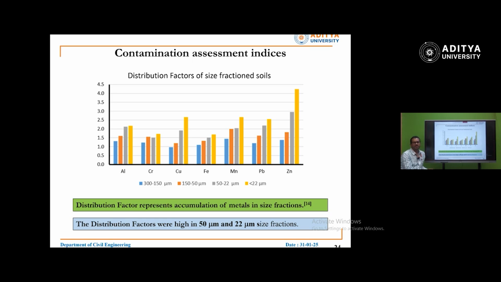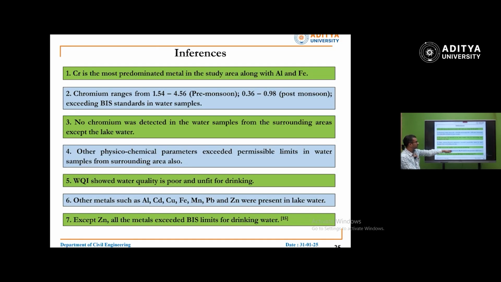Let us suppose if wind blows, it can carry these dust particles which have metals in them, and if surface runoff is happening, as these are very light particles, they move along with the precipitation. So they carry the contamination from one part to another part and act as vectors. So these are the inferences from the study.